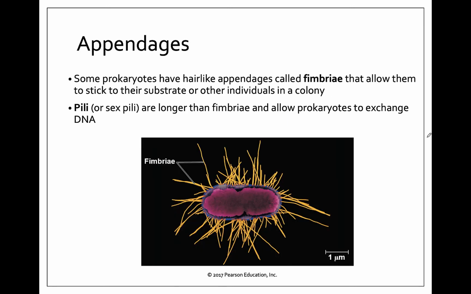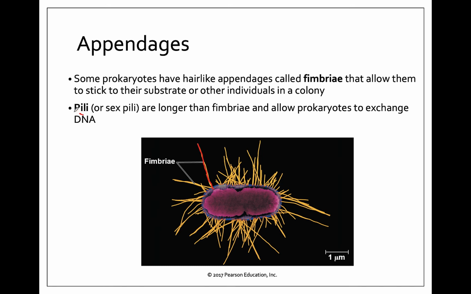Some bacterial cells have appendages. These fimbriae are long appendages. These are typically found in cells that either live in colonies, so these fimbriae help them stick together, or it helps them stick to a substrate if they're trying to stay on a substrate.